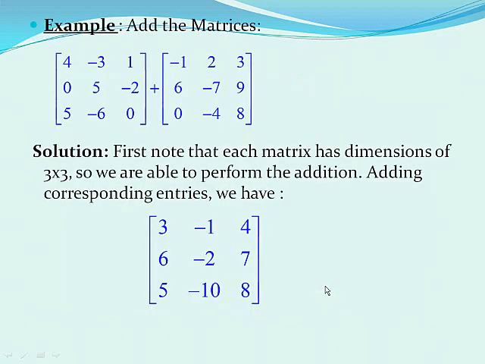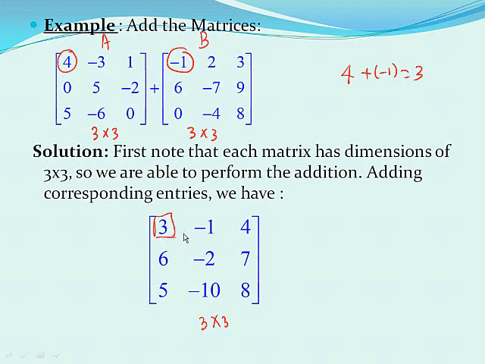Here is an example. We have 2 matrices which are of the same size, 3 by 3 here, added to another 3 by 3 matrix, getting the sum to be another 3 by 3 matrix. In order to get the entries of the sum, we need to add the corresponding entries. So for example, if we add the first entry of matrix A with the first entry of matrix B, we are going to get 4 plus negative 1, which is equal to 3. So that's how you get this number up here.